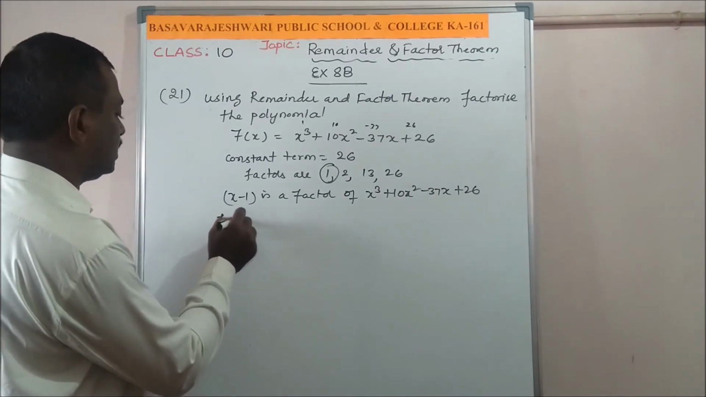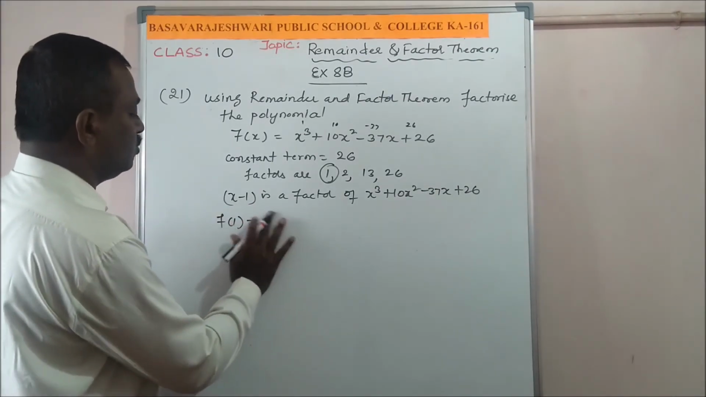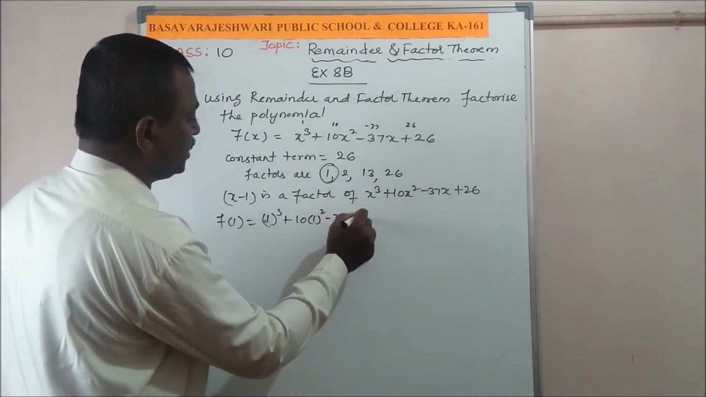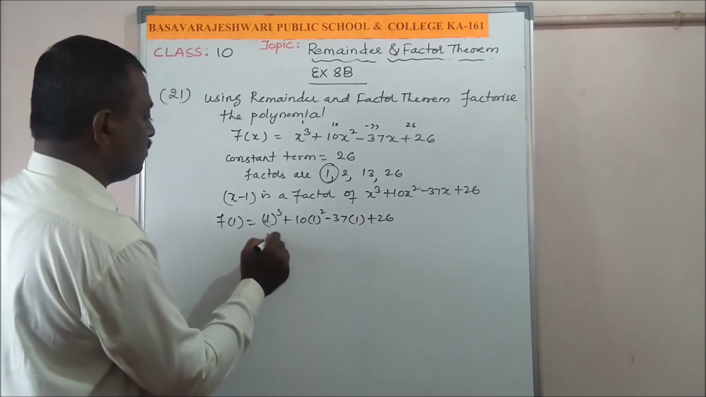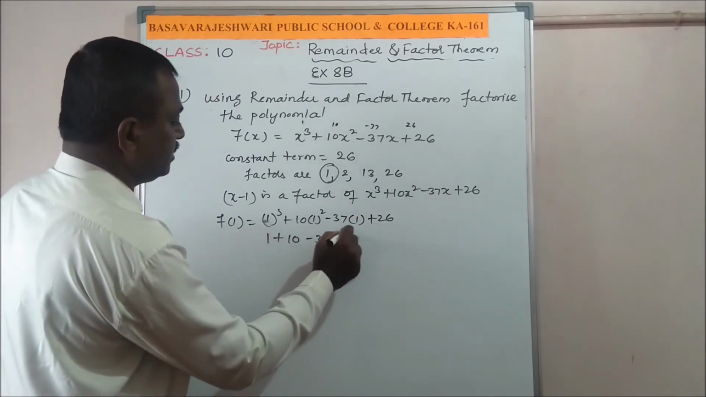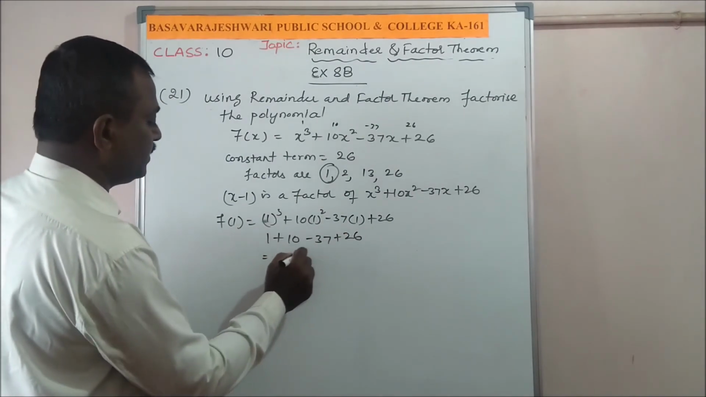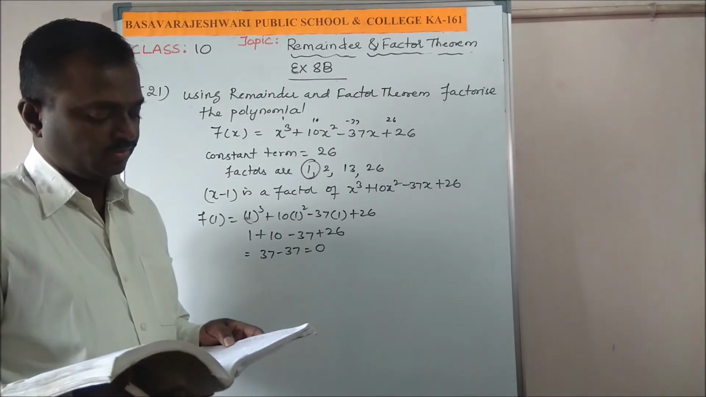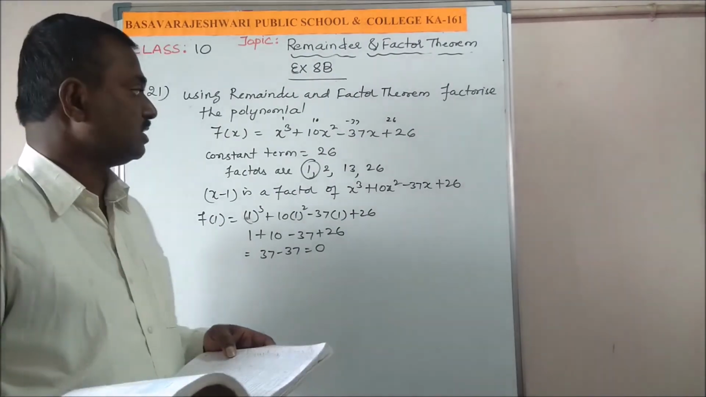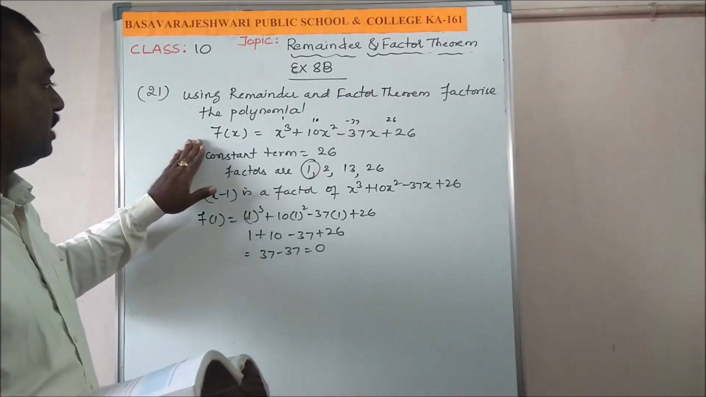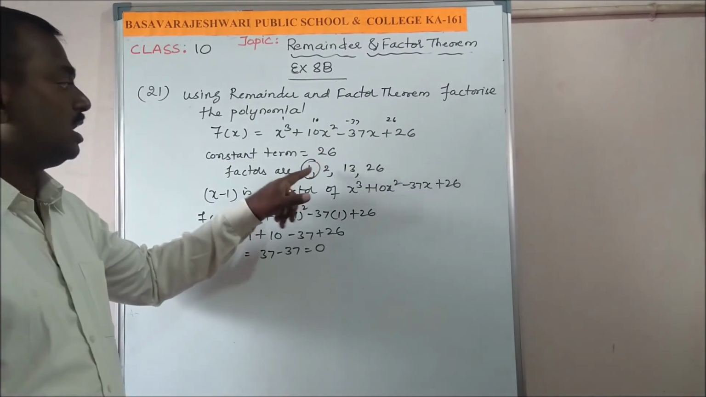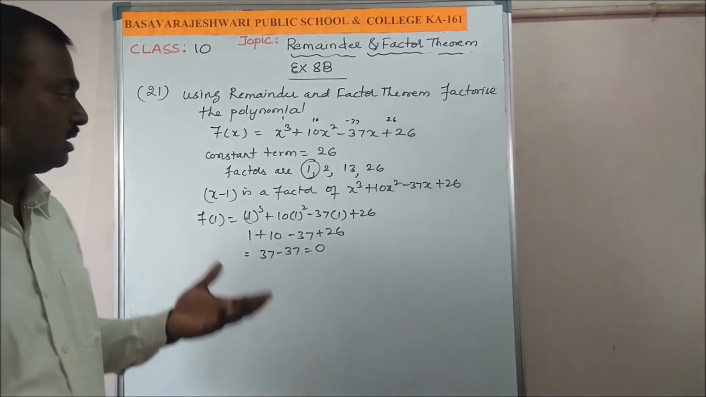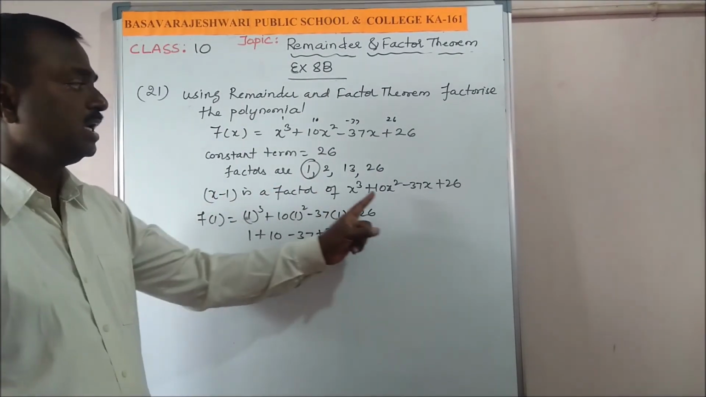Therefore, f of 1 is equal to 1 cube plus 10 into 1 square minus 37 into 1 plus 26. That is 1 plus 10 minus 37 plus 26, which is 0. So the 21st sum is same like what we did in 14 to 19 sums. They will give only the polynomial. We have to search for the factors of the constant term which is suitable so that we can get the remainder 0. So here 1 is suitable. Therefore x minus 1 is a factor of this.